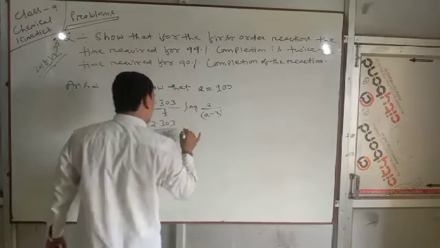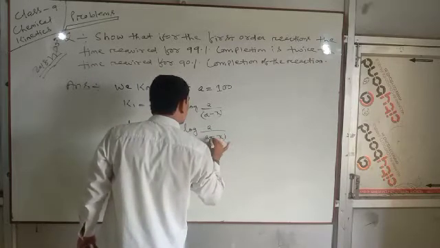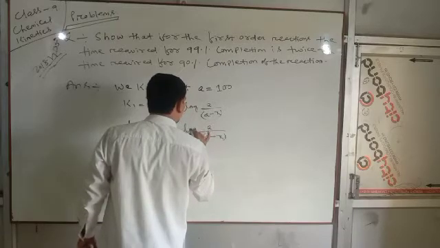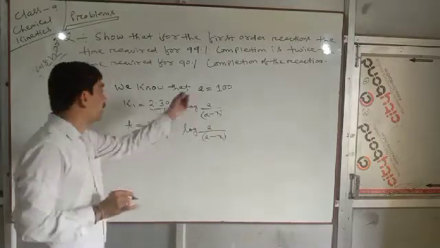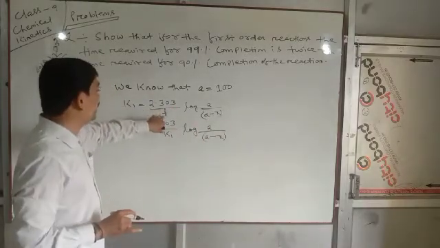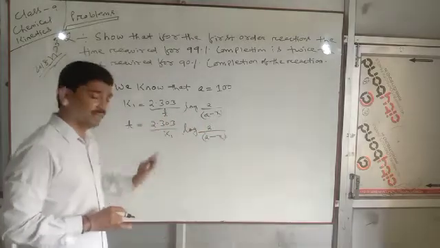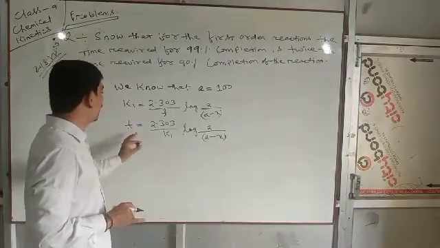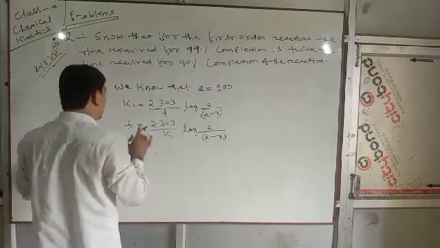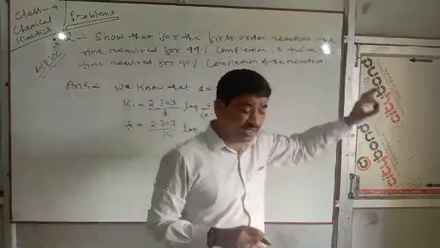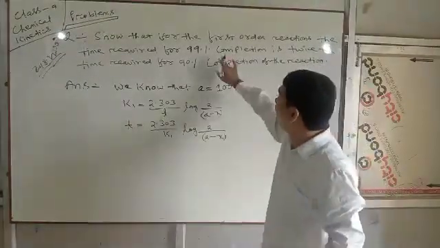And t equals 2.303 by k1 log a by a minus x. Look, this is the formula: k1 equals 2.303 by t log a by a minus x, t equals 2.303 by k1 log a by a minus x. Next, what you have to calculate? First you have to calculate t 99% completion and t 90% completion. How can you calculate t 99% completion?